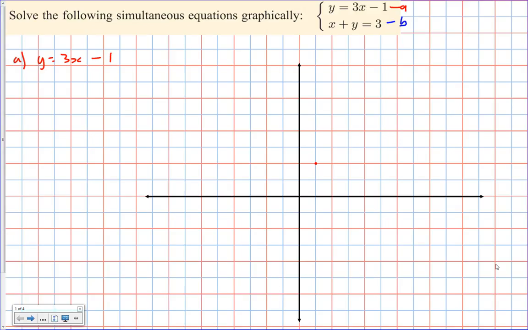First thing we need to do is look at the type of equation it is, and this is in the gradient intercept form. So y equals mx plus c, and from that we can read off c equals, not using blue, let's use a different colour. c equals -1, and m equals 3. This is the y-intercept, and this is the slope. To help me with slope, I'm going to make it into a fraction, because slope is rise over run.